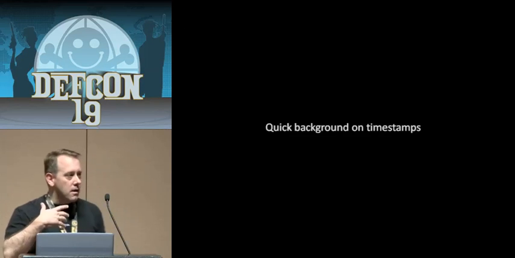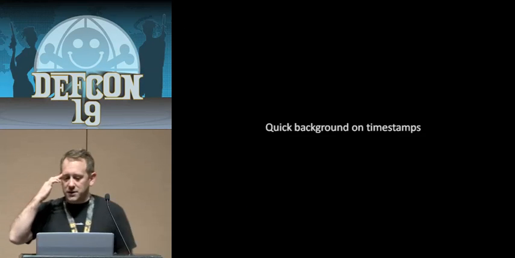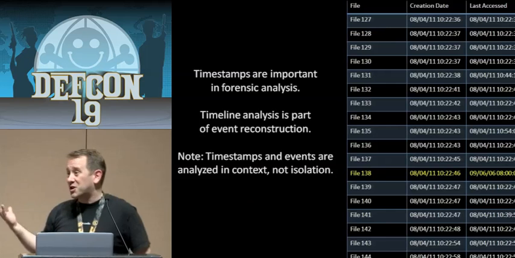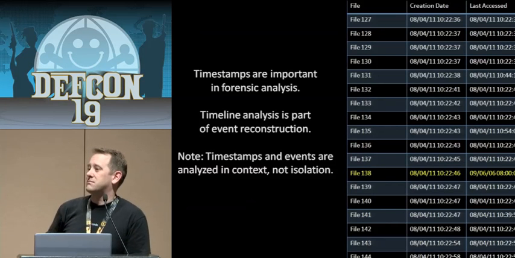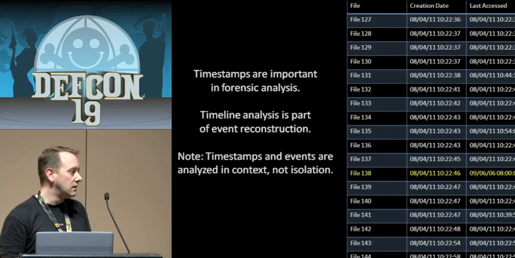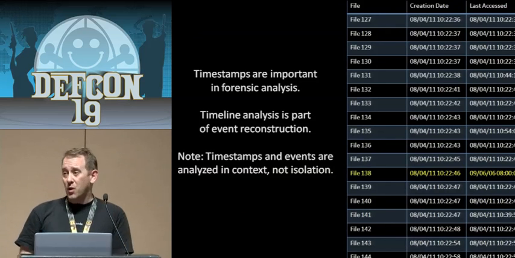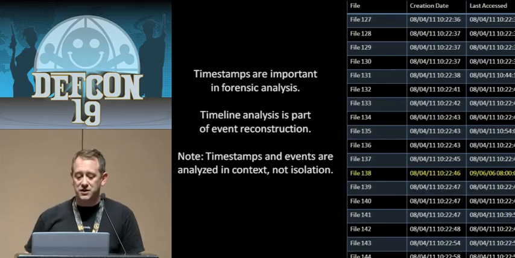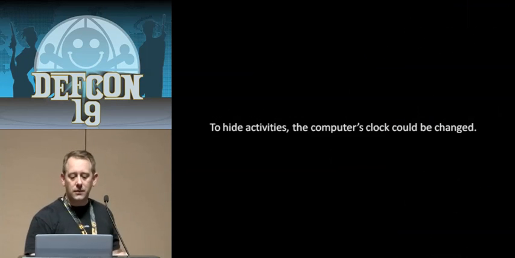So let's talk about timestomping for a few minutes. Timestomping is a critical thing for forensic analysts because forensic analysts love building timelines. It's great. They can figure out what happened on a computer and they can reconstruct the events with a certain degree of accuracy. And that's nice.